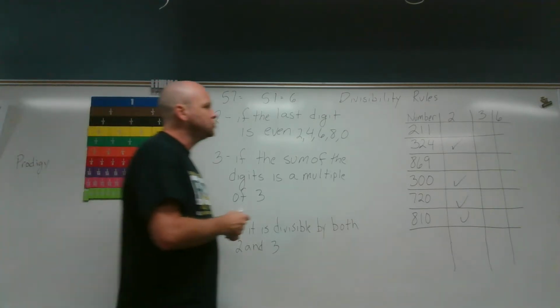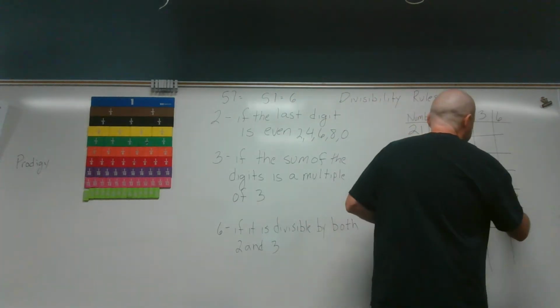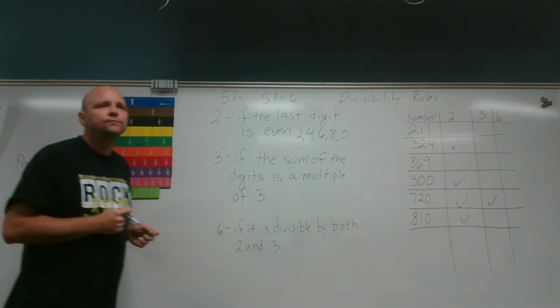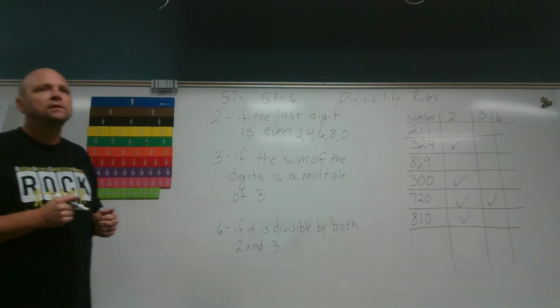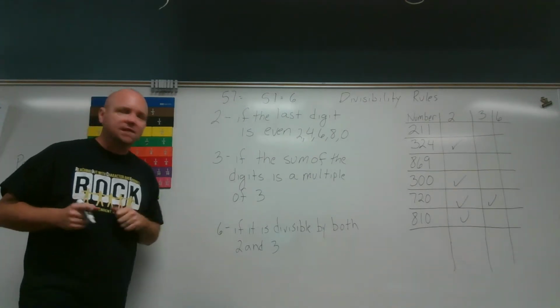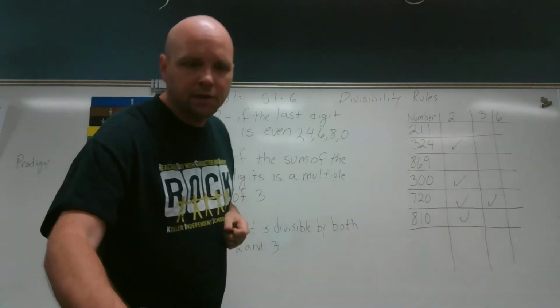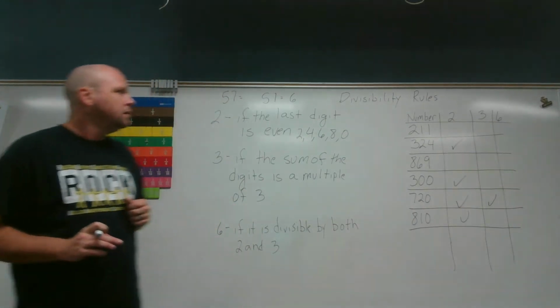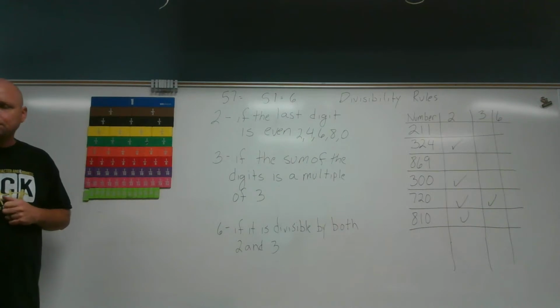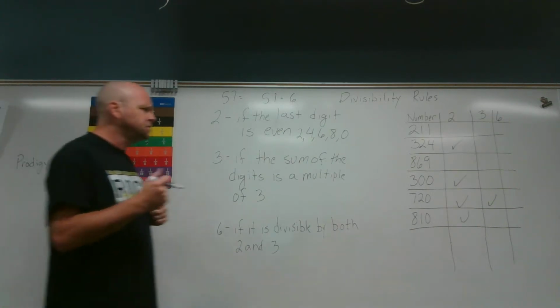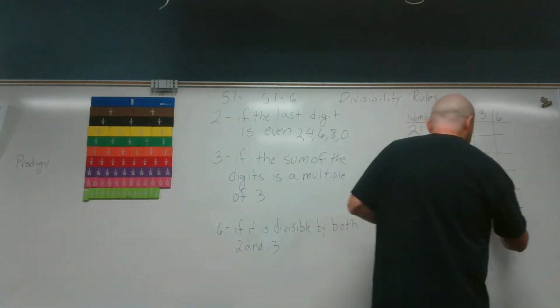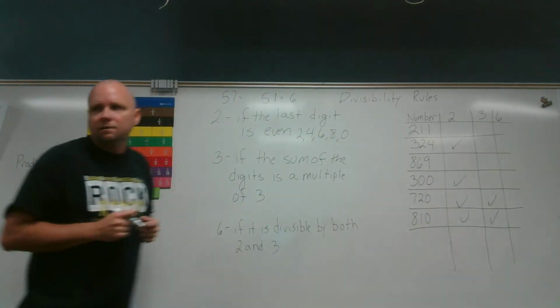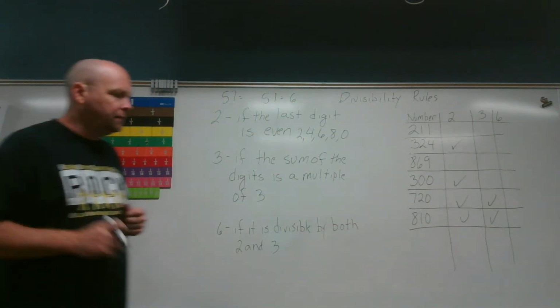720. What is the sum of the digits in 720? 9. 7 plus 2 plus 0 is 9. Good, you give yourself a camp point when we're done. Colin, are there any others that are divisible by 3? 810. What's the sum of the digits? 9. Okay, and 9 is a multiple of 3.